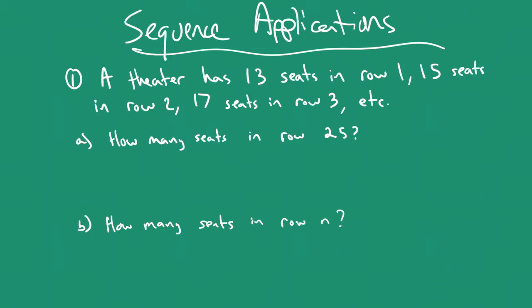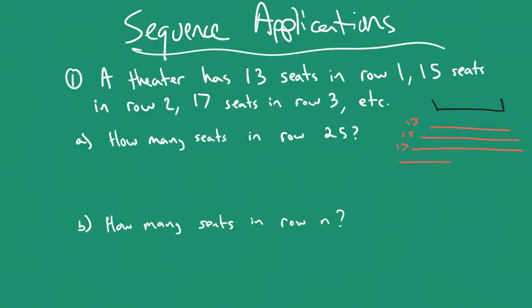So we've got a theater, and it has 13 seats in row 1, 15 in row 2, 17 in row 3, etc. If you can kind of picture a theater, there's the stage, and then the first row has 13 seats, and then 15 seats, and then 17 seats. Okay, so the first question says, how many seats in row 25?